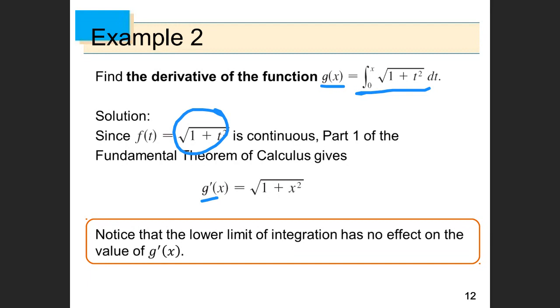It means everywhere you see t, in the place of t squared, I'm going to replace it with x squared. So I just have square root of 1 plus x squared. It's already in the form. And if you notice, your lower limit of integration, this number here, doesn't affect the value of g prime of x. Very important. It doesn't affect the value.